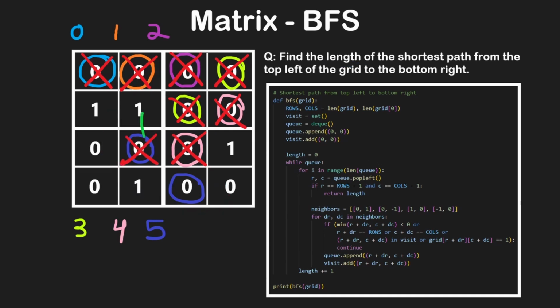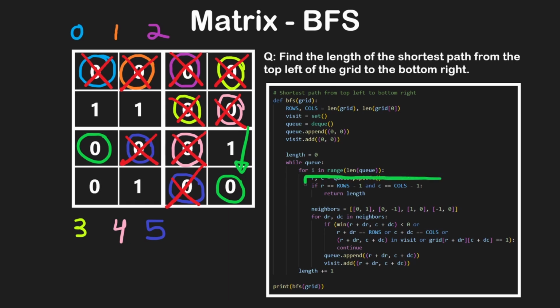Pop this guy. Can't go up, it's blocked. Can't go to the right, it's visited. Can't go below, it's blocked. We can go to the left and add this to our queue and to our visit hash set. And then we pop the last one in this layer. Can't go left, can't go below, can't go up. We can only go to the right. And at this point, we've gotten to the destination.